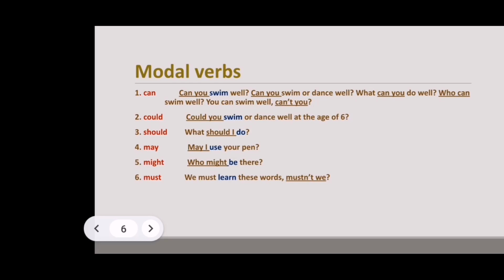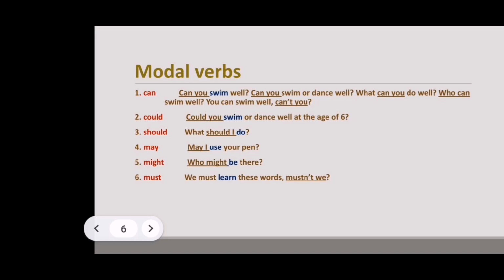For example, the sentence, I can swim well, and questions. Can you swim well? Yes, no question. Can you swim or dance well? Alternative question. What can you do well? Wh question. Who can swim well? The question to the subject. You can swim well, can't you? Tag question. Pay attention, please.